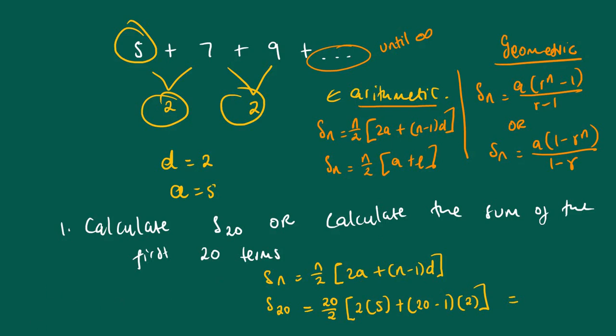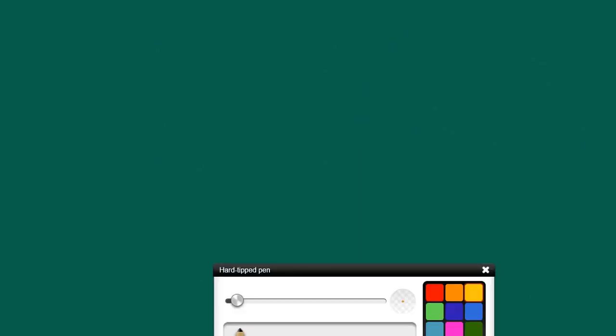If you have a calculator, can you please assist me? So we get the answer as 408, which is great. So that is the sum of your first 20 terms. Good. Not that difficult, right? Let's keep going and try some more examples.